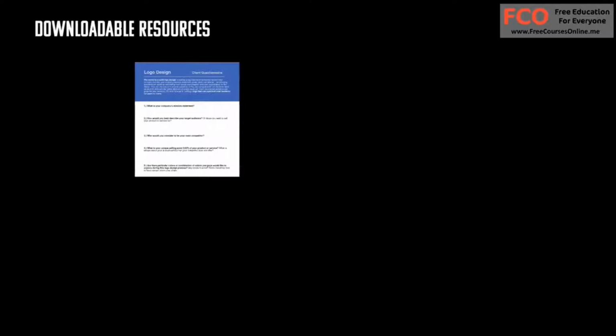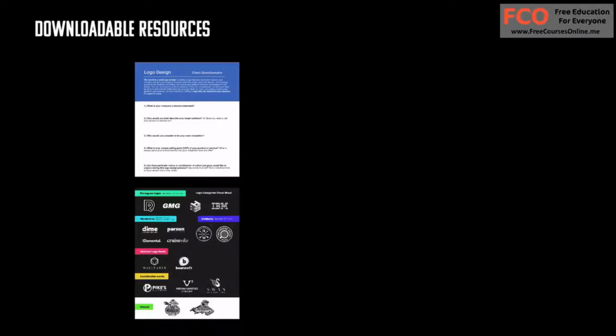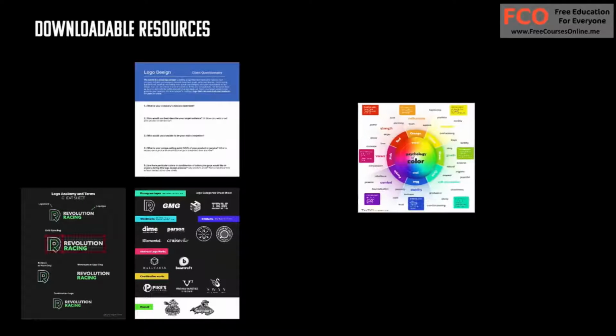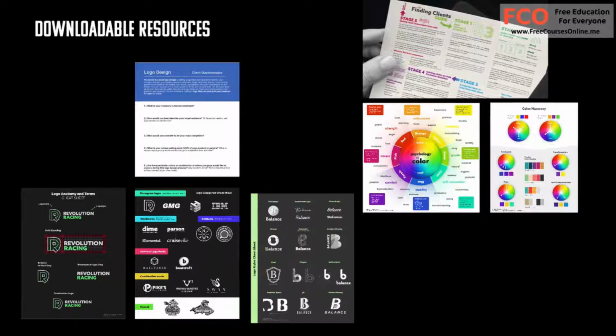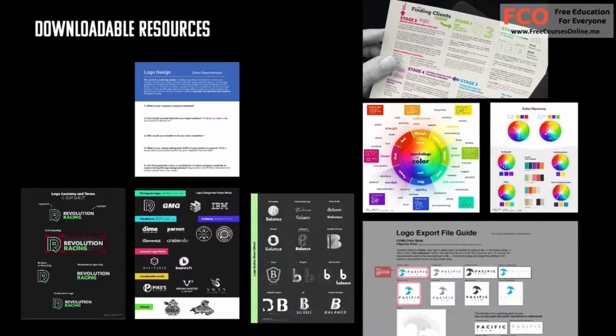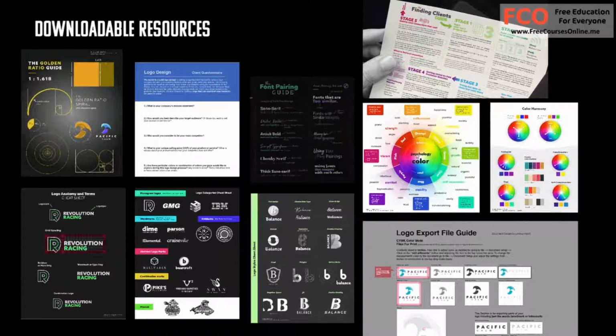This course is packed full of downloadable resources, including a client questionnaire document, logo styles and categories cheat sheet, a color wheel and color psychology documents, a finding clients resource guide, and a file export guide, a golden ratio cheat sheet, and a font pairing guide, and so much more.